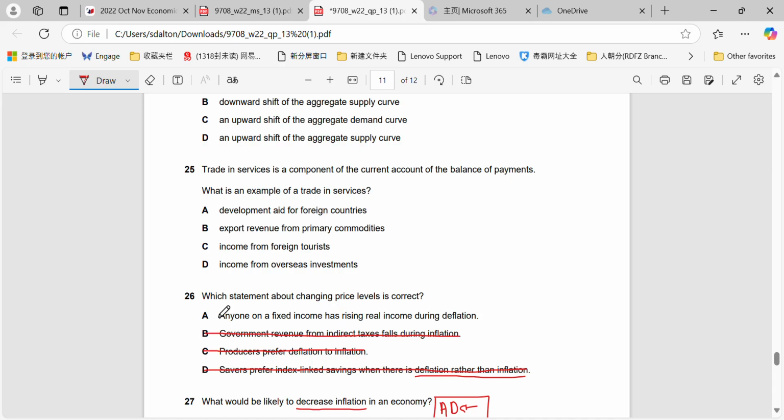Anyone on a fixed income has rising real income during deflation. That is true. Their real income, if it's fixed, will always rise during deflation because the value of money is falling. So the value of their fixed income is actually rising during that period.